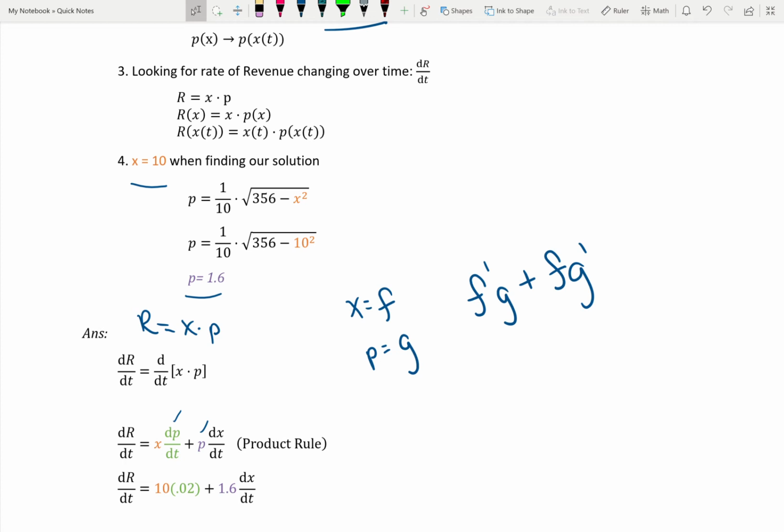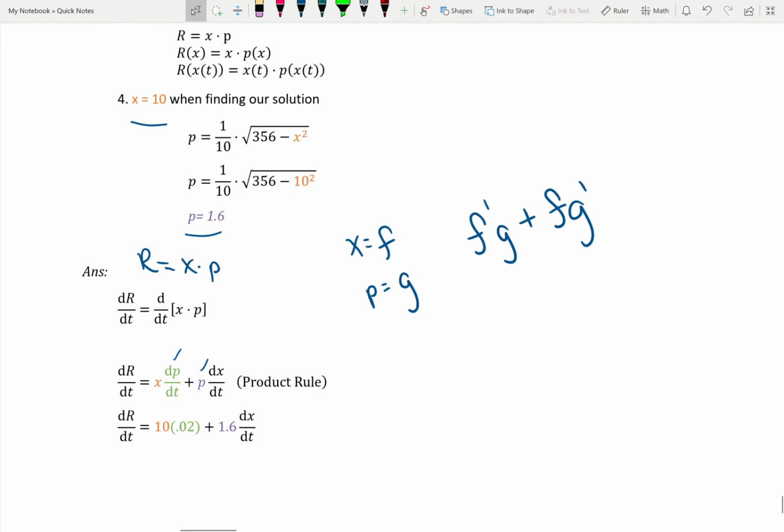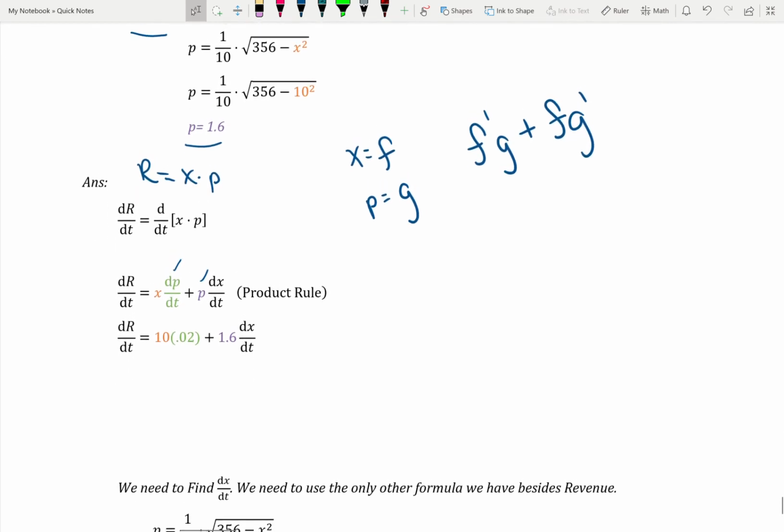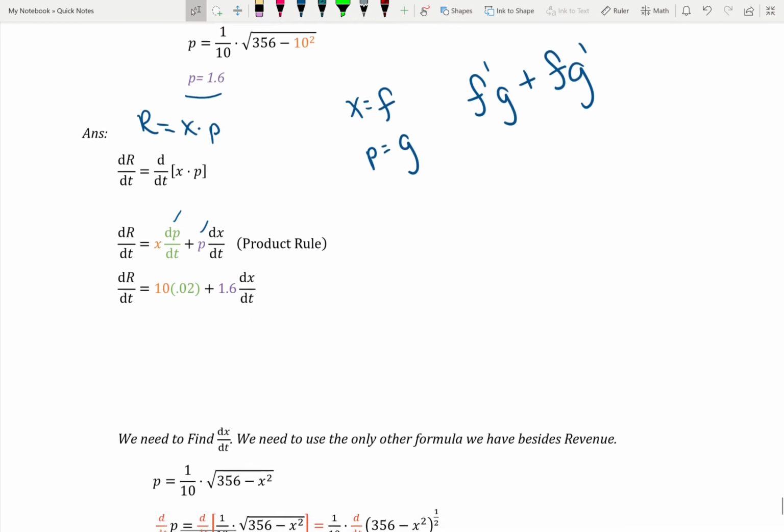So once I used the product rule, I just filled in everything that I know, and I'm just left with two unknowns, dr/dt and then dx/dt. So remember, we're solving for dr/dt. That means dx/dt must be hidden somewhere amongst our knowns. So let's work with the only formula that we're really given besides the revenue formula, and that will be the price formula, right? So we need to find dx/dt. We're going to use the price formula to help us out.